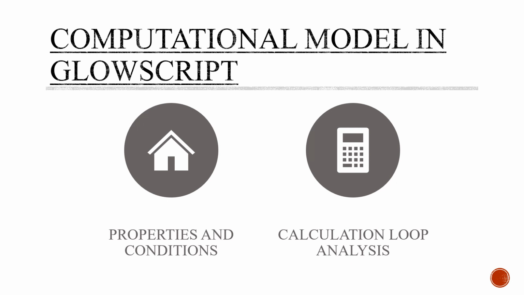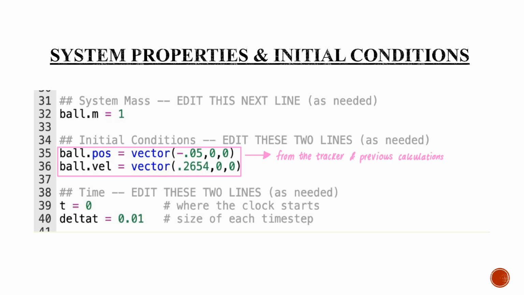Next was my computational model in GlowScript, and I will go over the properties and conditions and the calculation loop analysis. As shown on the slide, you can see that I have my position vector and my velocity vector of the mass that I was using. So I was able to insert these from the tracker and the previous calculations I had done. So this is the code that I was able to use to get a comparison graph.